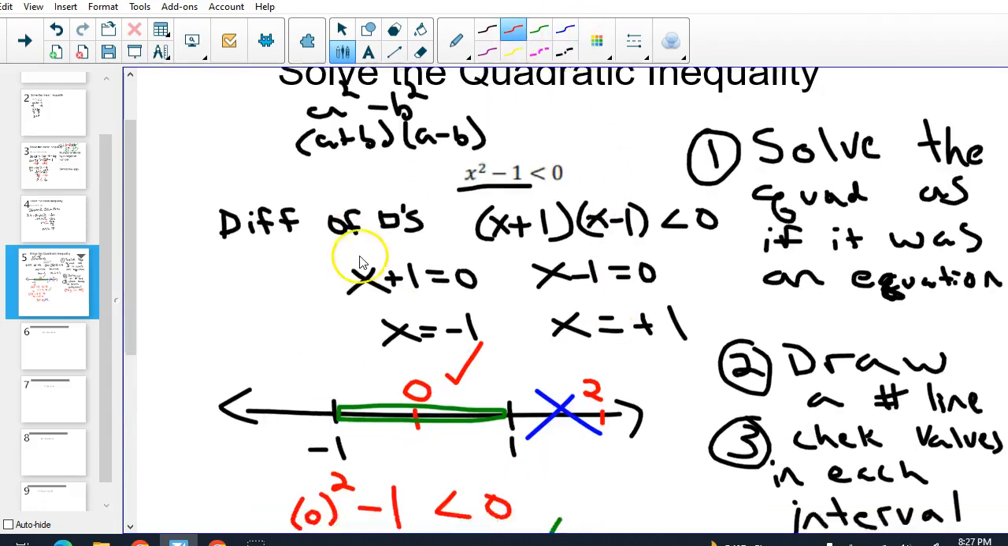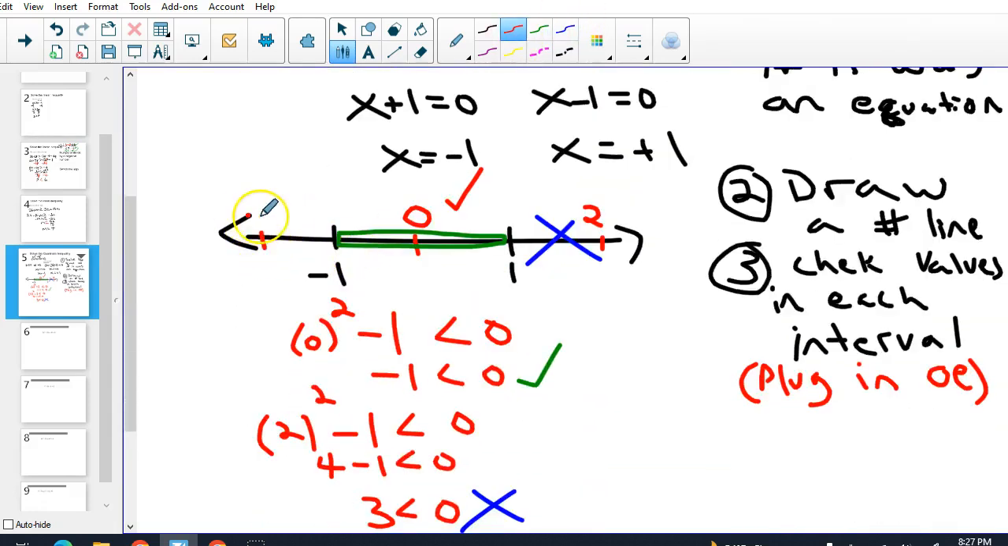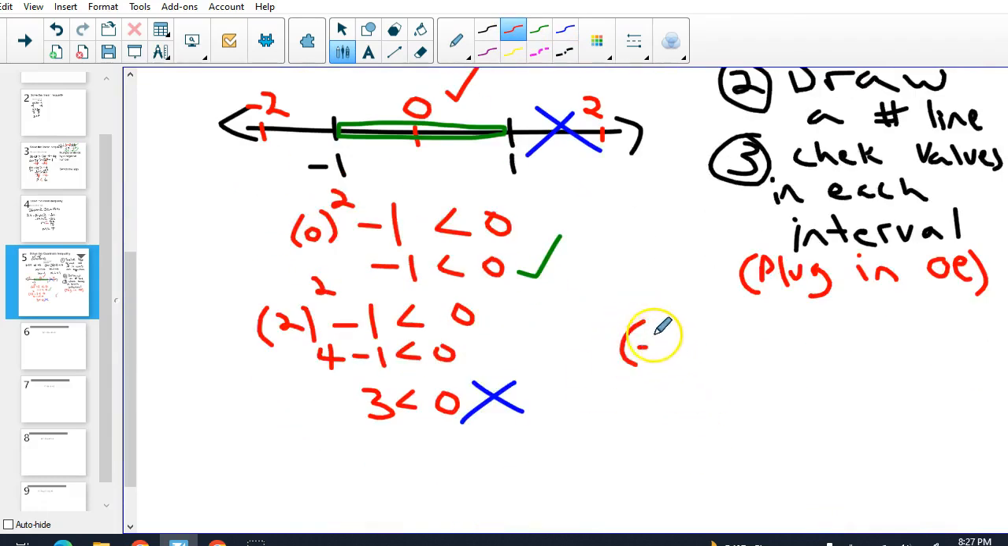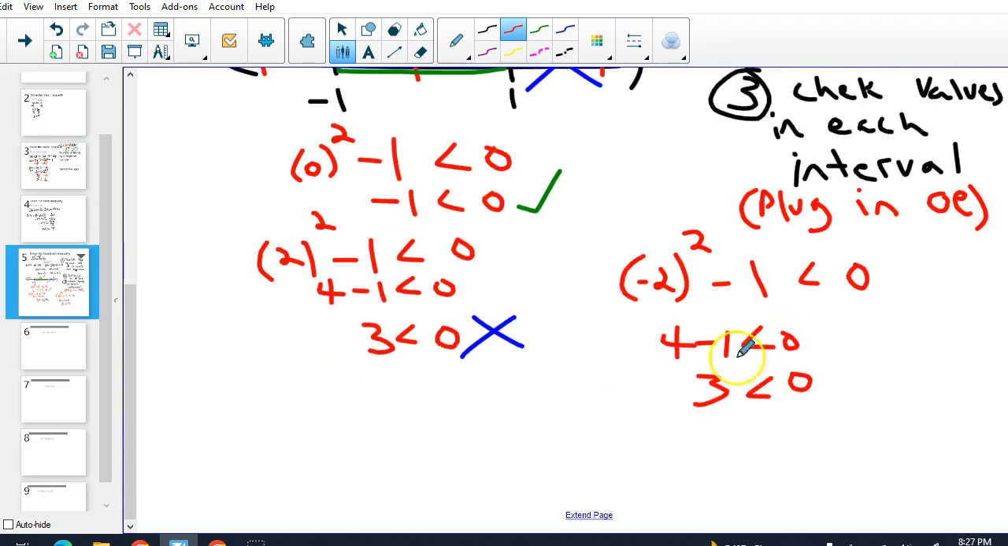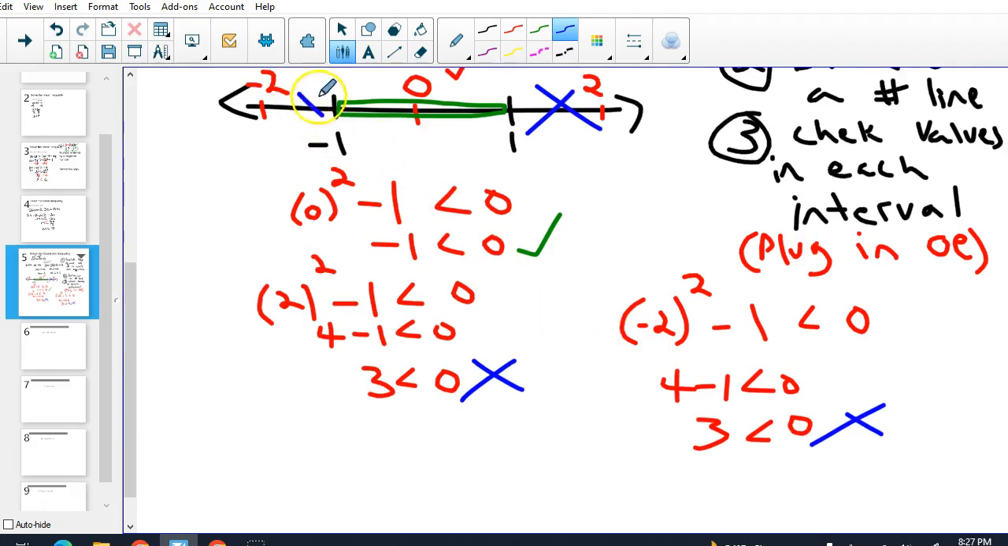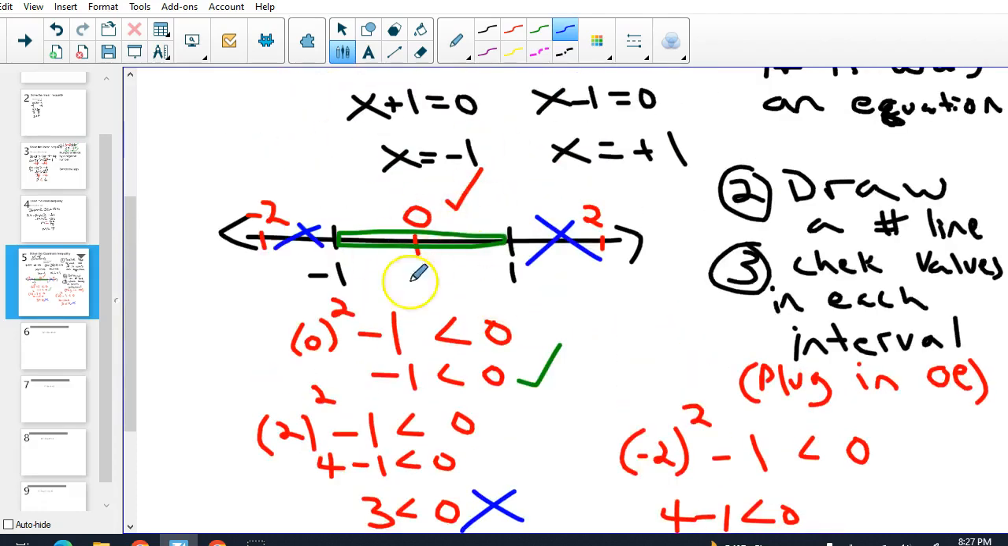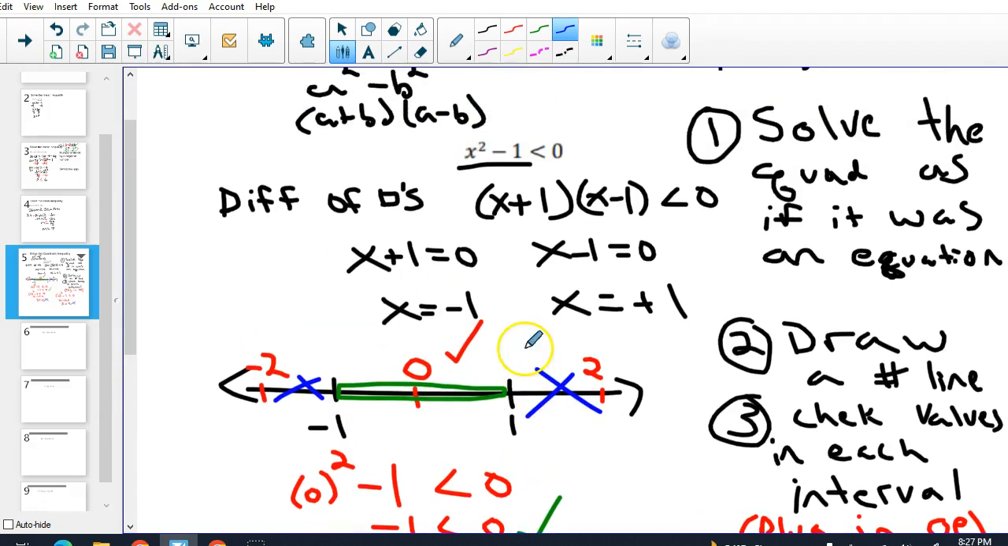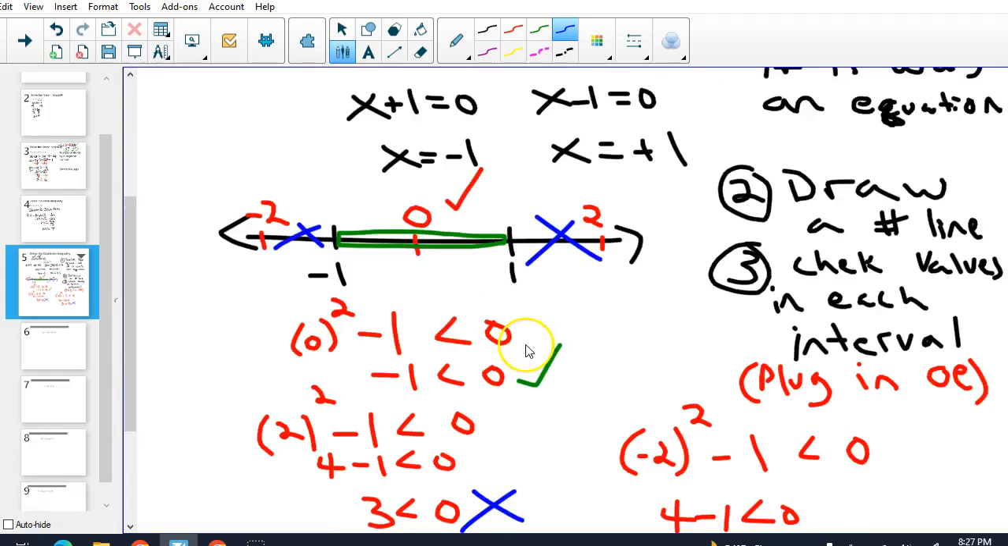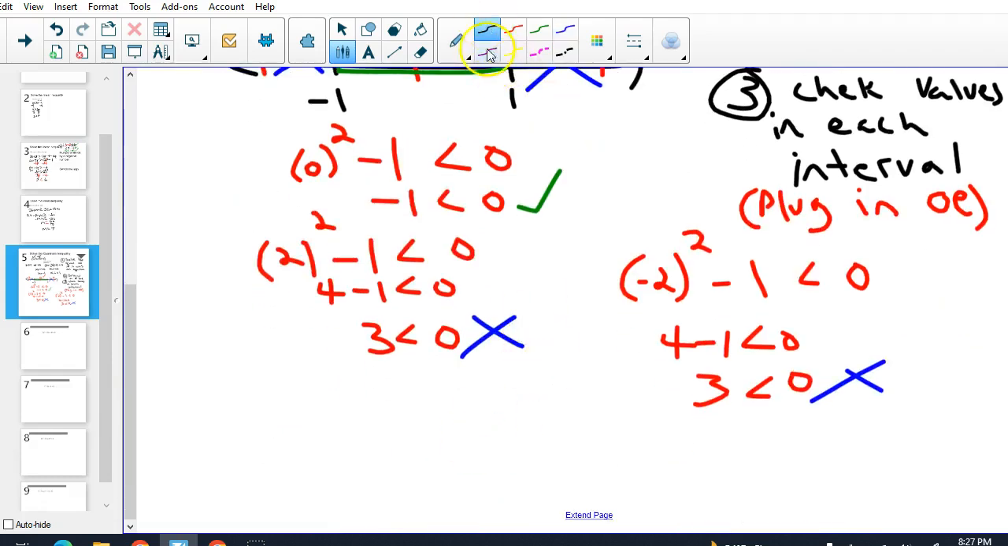Now let's check our last interval with -2. Same idea. Plug -2 into the original inequality. -2 squared gives me 4, 4 minus 1, that's 3. So 3 is not less than 0. So it's not true, and our solutions are not in there. So the good ones, our solutions, are the middle interval. How we would write this, I'm going to show you two different ways.